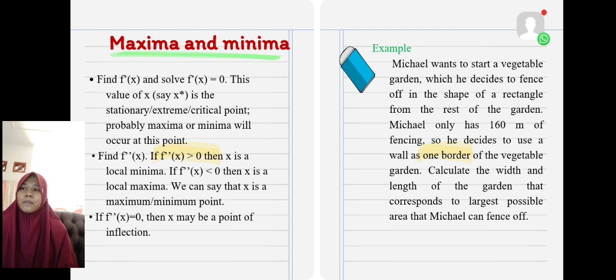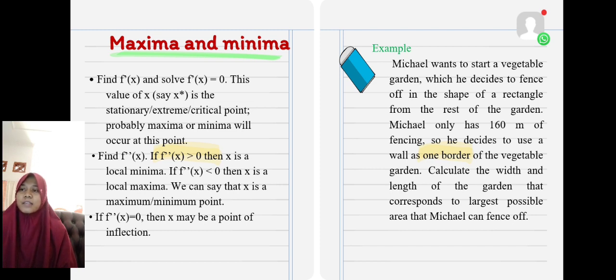Maxima and minima. Find f'(x) and solve f'(x) equals 0. This value of x is the stationary, extreme or critical point. Probably maxima or minima will occur at this point.